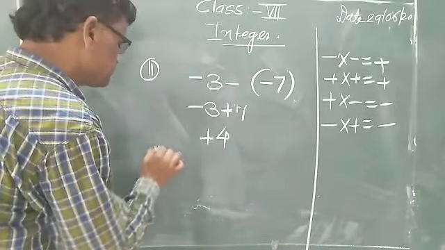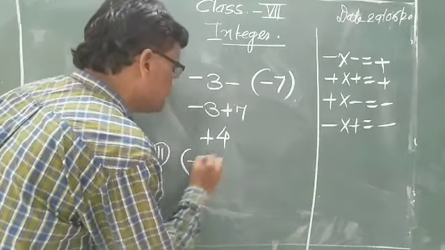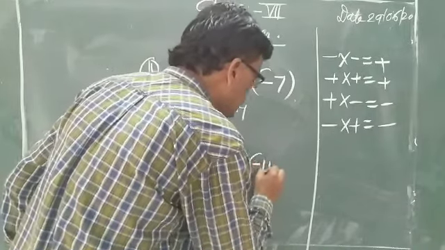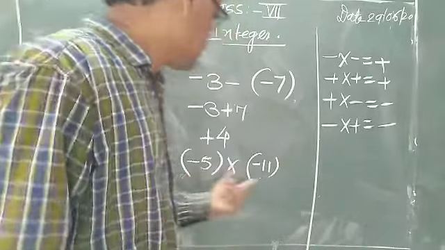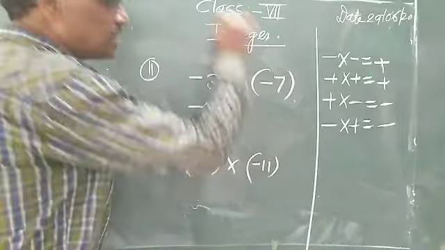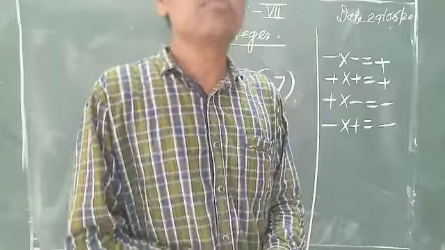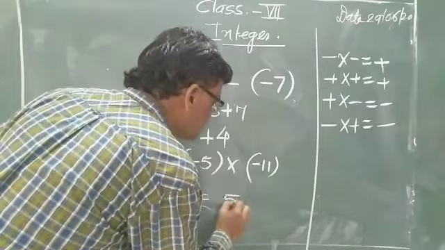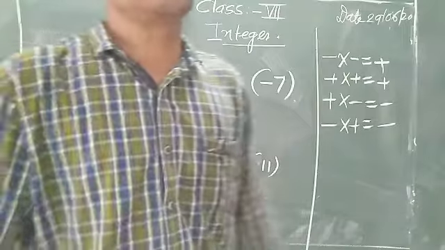Third, one more example. Negative 5 into negative 11. What will be the product of these two integers? You see here, both are negative, and the product of two negative numbers is always positive. Therefore, 11 fives are 55, and the answer is positive.